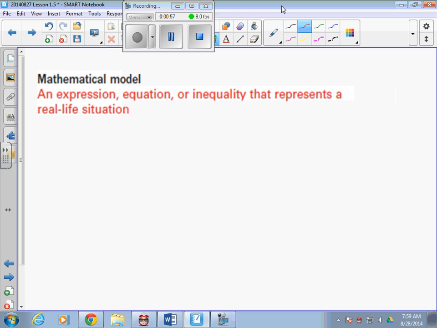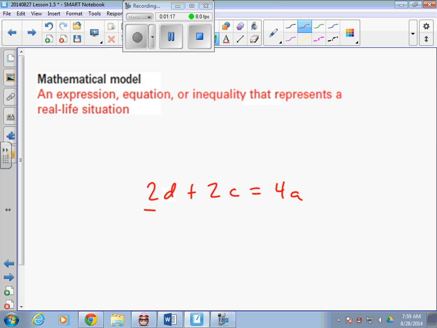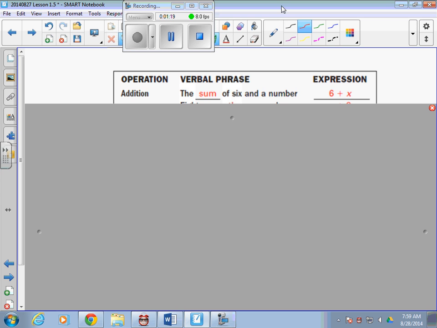A mathematical model is the expression, equation, or inequality that represents a real-life situation. So the model itself was the 2D plus 2C equals 4A. That's the mathematical model itself. The difference between those two: modeling is actually writing it, and the model itself is what it actually is once you write it.